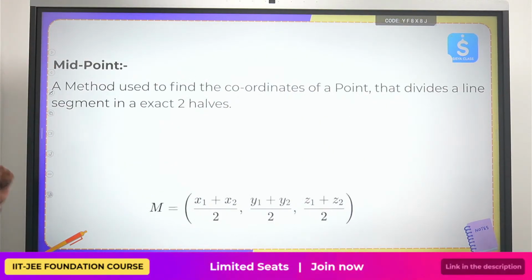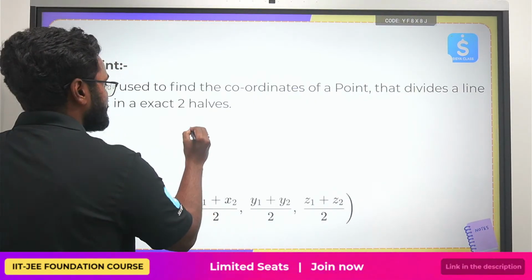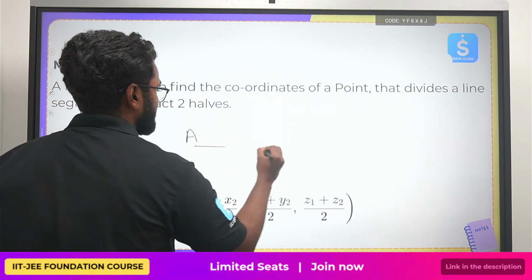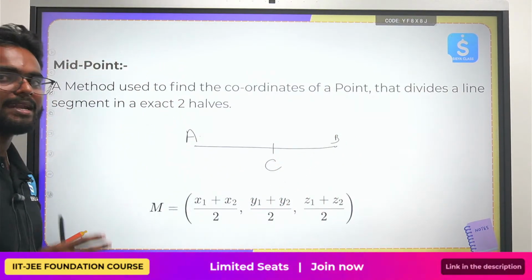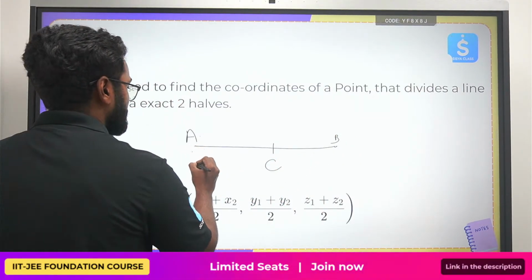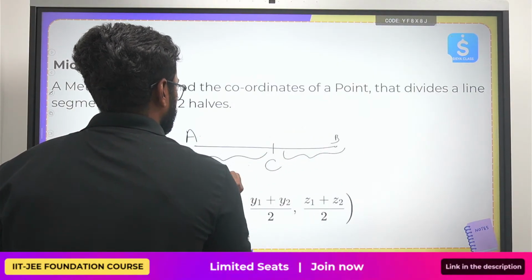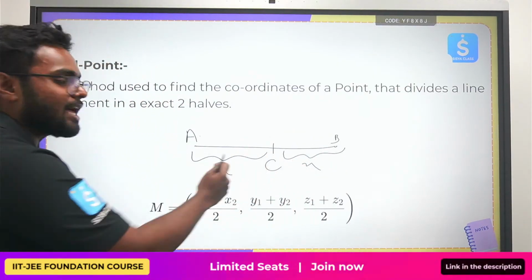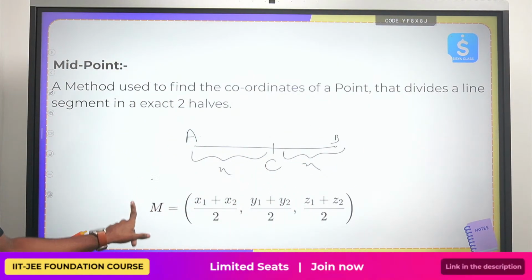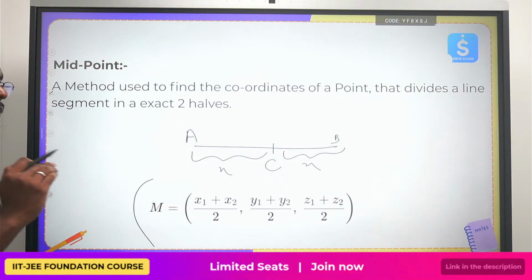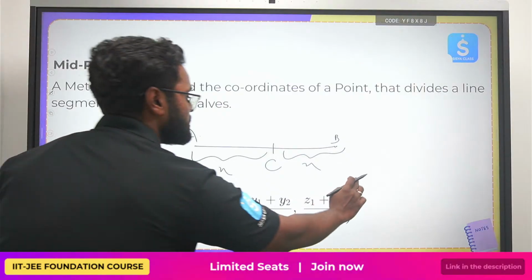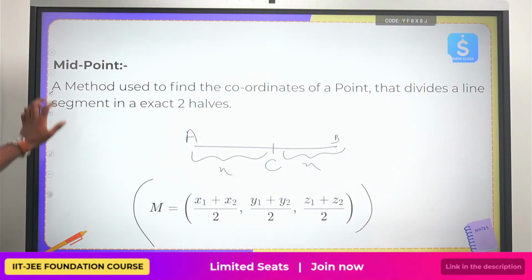Now coming to midpoint, a method used to find the coordinates of a point that divides a line segment into exact two halves. Take A, take B. Let us assume a point C that divides the line segment into exact two halves. You can take these two parts as x and x, both equal. Now the midpoint M is given by the formula x1 plus x2 by 2, comma, y1 plus y2 by 2, comma, z1 plus z2 by 2.